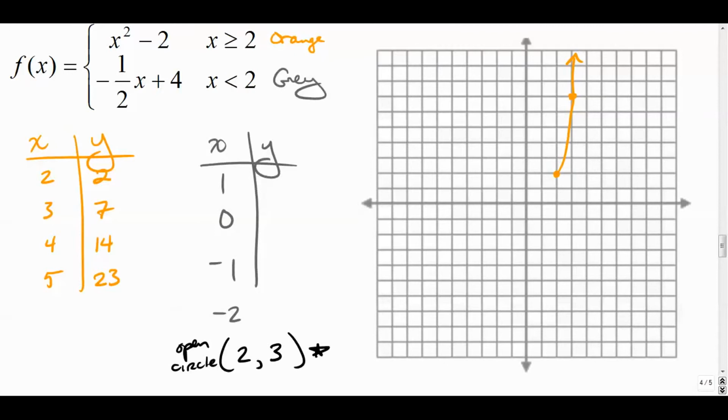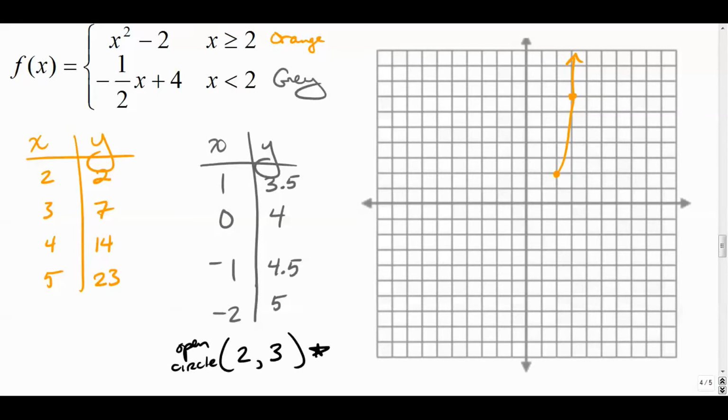Let's define it for the other values that are actually on the graph. So when I plug 1 into here, I get, let's see, negative 1/2 plus 4. So that's 3.5 rather. If I plug in 0, I get 4. If I plug in negative 1, I get 4.5. And if I plug in negative 2, that turns into positive 1, I get 5. So those values are actually on the graph.